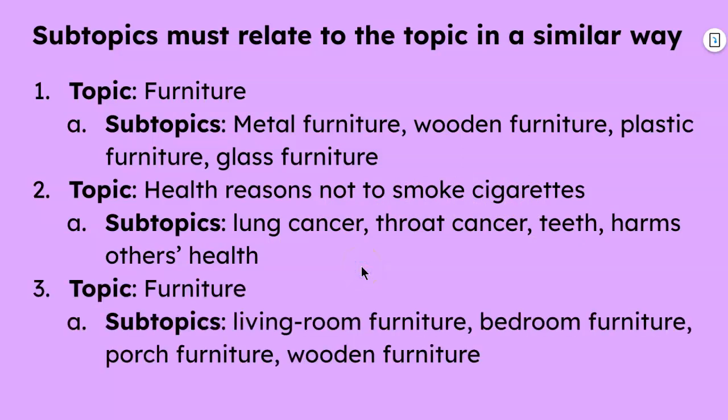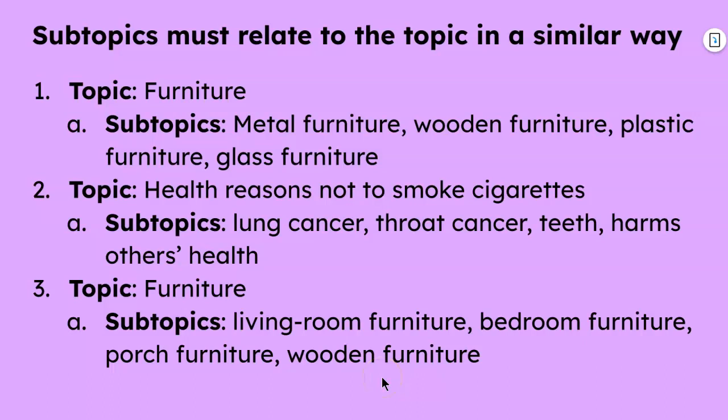Let's look at another set of subtopics related to furniture. Living room furniture, bedroom furniture, porch furniture, and wooden furniture. Which subtopic doesn't seem to fit? In other words, which subtopic doesn't belong in this group of subtopics? In this one, we would take out wooden furniture.